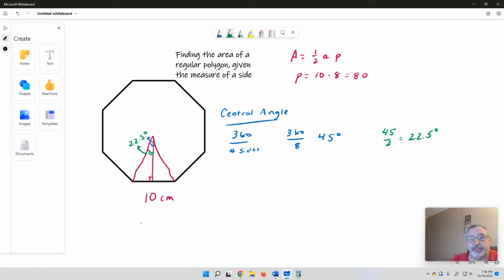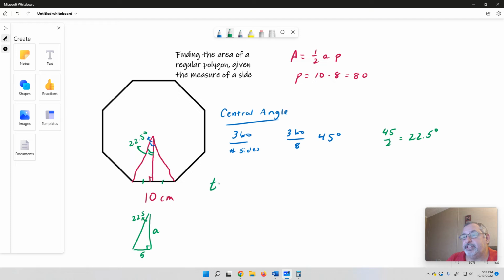I'm going to pull this triangle out because I just want to focus on it. Here's everything I know. I know this angle is 22.5. I'm trying to find this value, and I know what this bottom value is. It's not 10, because this meets in the middle. This is half, because these two little segments are congruent. So half of 10 is 5. That's what I'm going to use to solve.